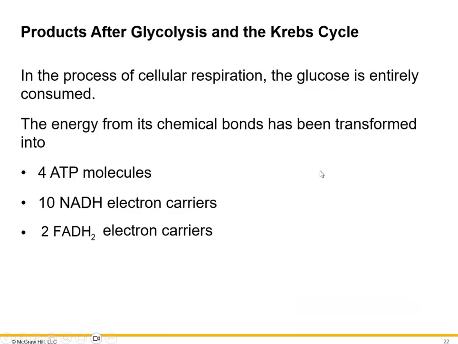In cellular respiration, the glucose is going to be completely consumed. So there's no part of the glucose that we're not breaking down and using. The energy from its chemical bonds will have been transformed into these things after glycolysis and the Krebs cycle. So we're not at the very end. We're just at the end of our 2 steps. At the end of glycolysis and the Krebs cycle, we will have made 4 molecules of ATP, about 10 NADH electron carriers, and 2 FADH2 electron carriers.